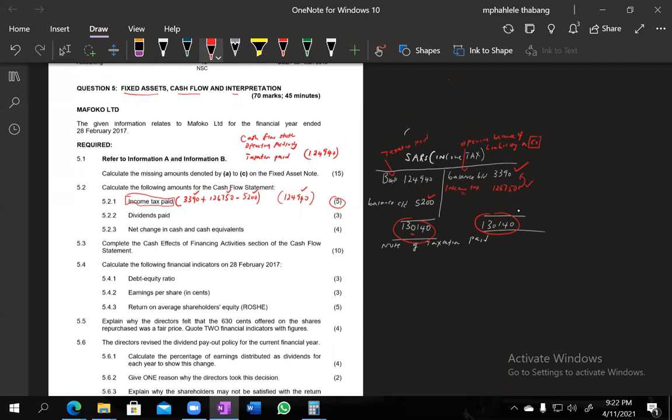Then you use these three figures to calculate. You close the account: you add these two, and this gives you this one. Now you say 131,40 minus 5,200, and you get tax paid. That's why we write bank. It means the amount paid is 124,940. This is the taxation paid calculated using the ledger account.